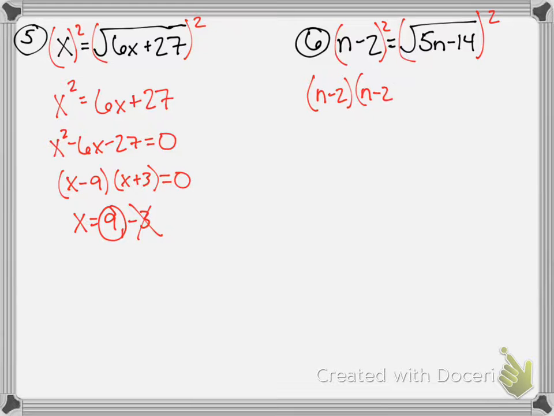You cannot distribute the squared to each term. That's not mathematically correct. You'll end up missing a couple of terms. So we're going to write it out twice to make sure everything's affected correctly. So we'll take the n minus 2, multiply it with itself, and get n squared minus 4n plus 4 equals 5n minus 14.